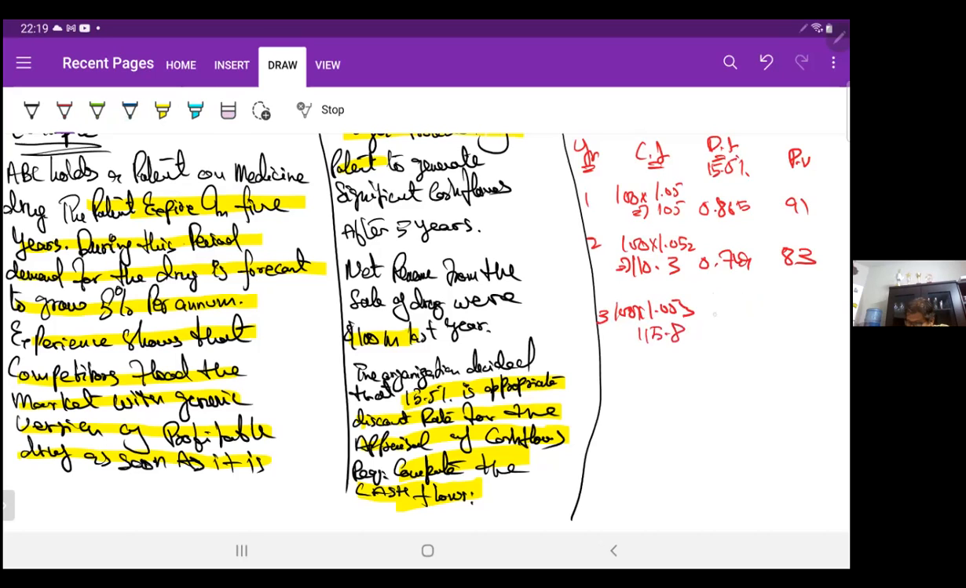It's 0.649, 75, 100 into 1.054, it's 121.6. No, 121.6.